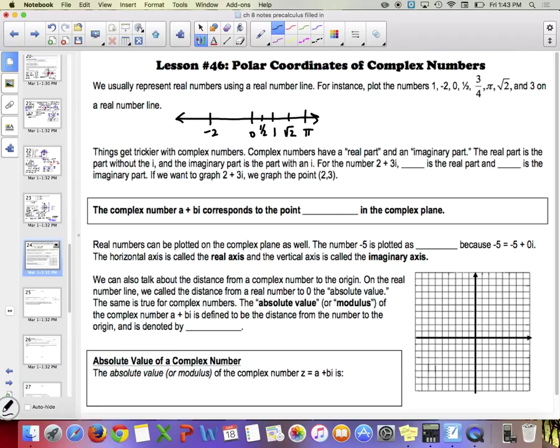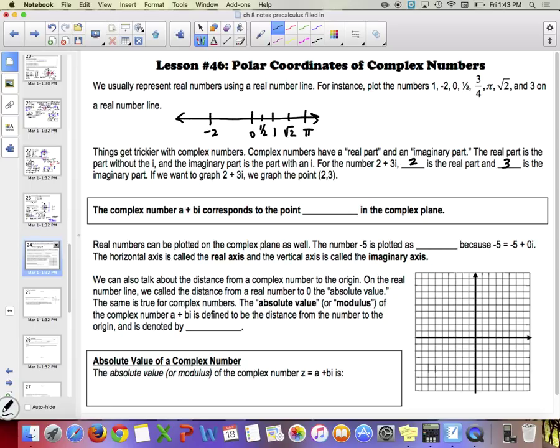All right, so things get a little bit more complicated with complex numbers because complex numbers have what we call a real part and an imaginary part. Do you guys remember that from Algebra 2? The real part is the a, the imaginary part is the b. So the real part is the part without the i, the imaginary part is the part with the i. So for example, when you have 2 plus 3i, 2 is what we call the real part and 3 is what we call the imaginary part.